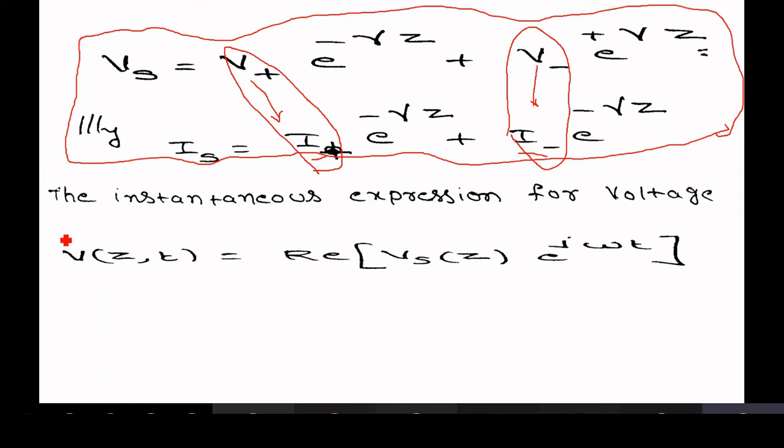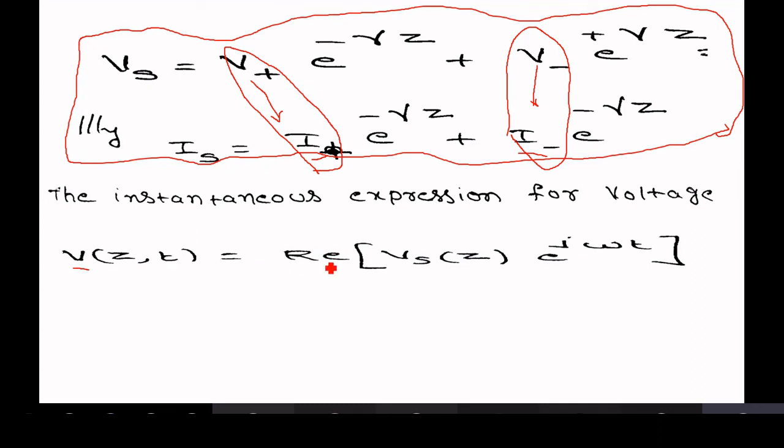Now if you want to express in terms of z and in terms of t, that expression is called the instantaneous expression. Why is it called instantaneous? At any instant, at any distance, at any time, you can find the voltage or current. That's why this expression is called the instantaneous expression.